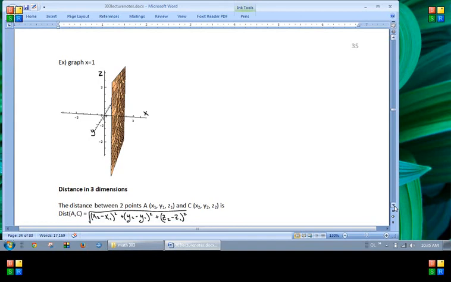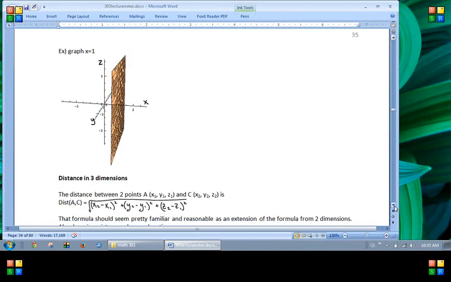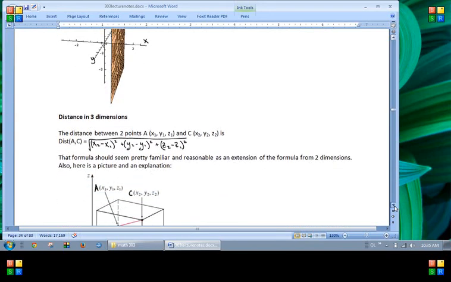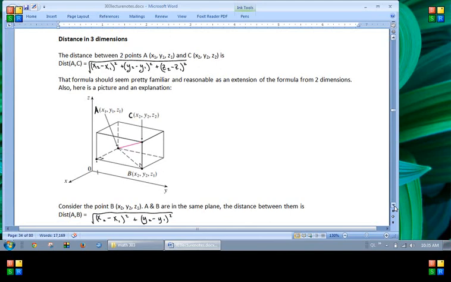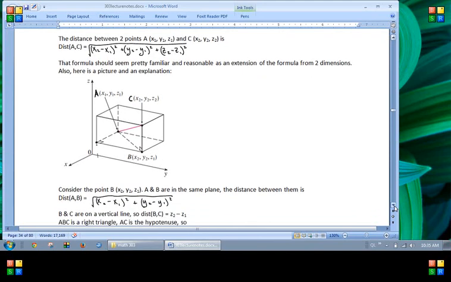So the nice thing is that it's really just an extension of the formula in 2 dimensions. And once again, it comes from the Pythagorean formula. So it shouldn't be too hard to remember, but also here is an explanation with a graph to show you what's going on.